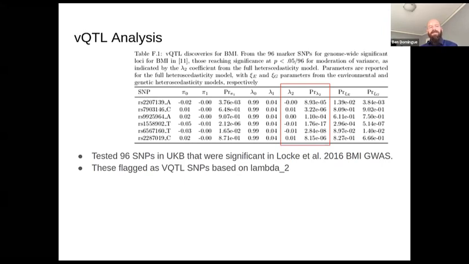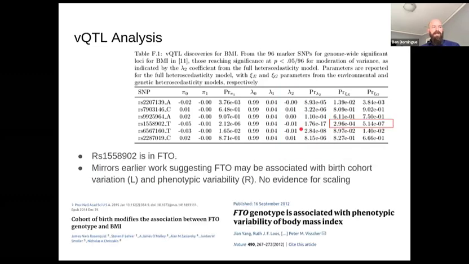We had 96 SNPs out of the 100 that we could find in the UK Biobank. These are the 6 that were flagged as VQTL SNPs in our analysis, based on what we call lambda 2, which is just the genetically linked heteroscedasticity component. After we adjust for multiple testing, these all have significant amounts of genetically linked heteroscedasticity. And there's one in particular that's interesting.